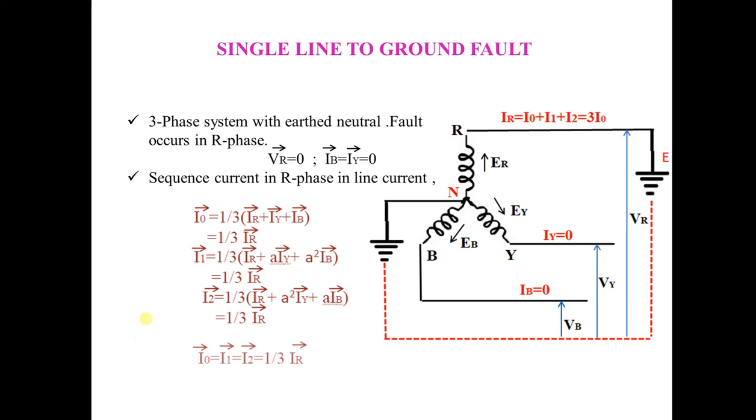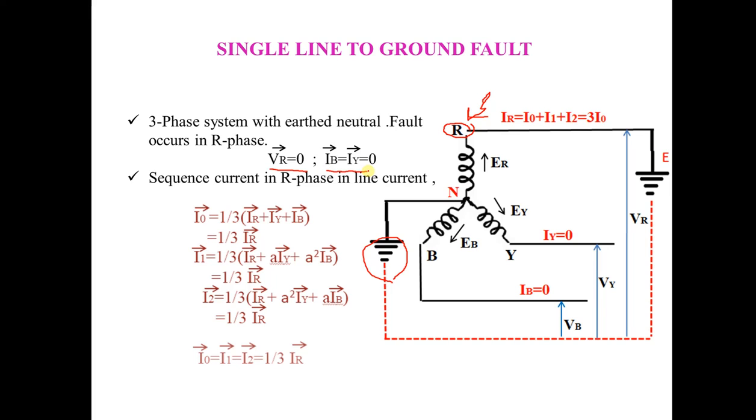Next are the important different types of fault. First we are going to see the single line to ground fault. Here we consider the circuit as three phases with the earth as neutral, and the fault will occur in the R phase. So this is my R phase, and here the fault will occur. So VR will be equal to 0, and the B current and Y current will also be equal to 0.